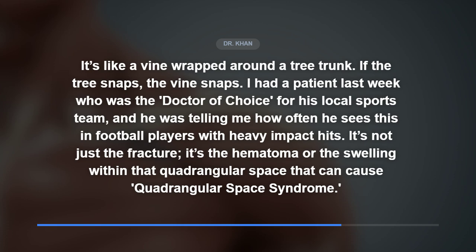I had a patient last week who was the doctor of choice for his local sports team, and he was telling me how often he sees this in football players with heavy impact hits.